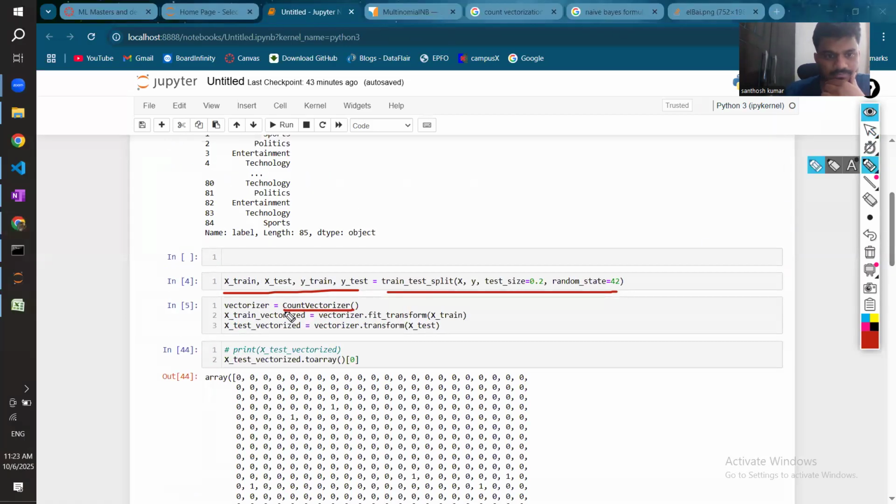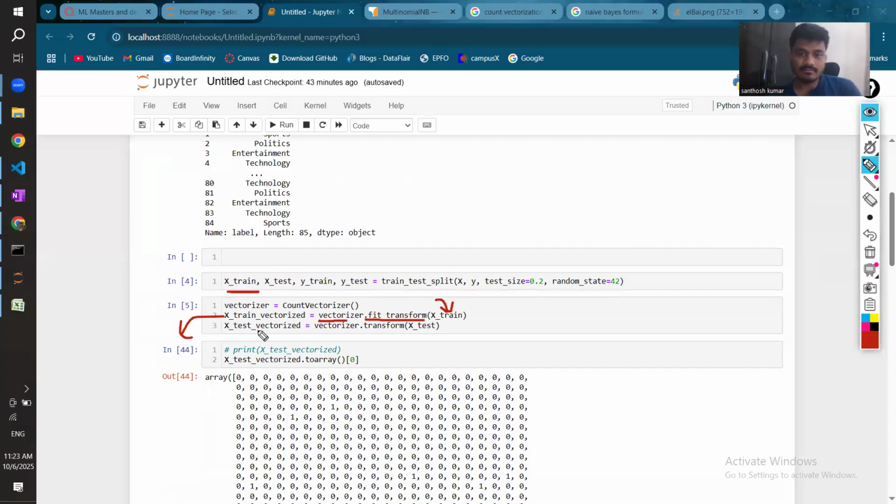First is the count vectorizer, and this is my vectorizer object. Count vectorizer is a class, so we are creating an object. In this object, I'm doing fit transform on my X train, because X train is my feature. We should also do it for the test data set. Whatever you apply on train, you should also always apply for test. Remember this as a general formula. For example, if you are encoding something, any transformation you apply on the training set, you should also apply on the test set.